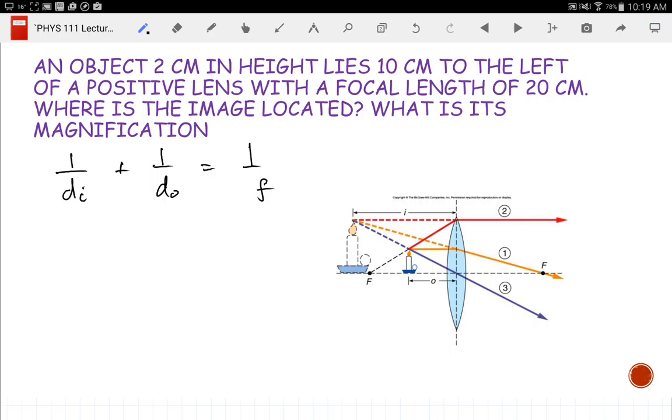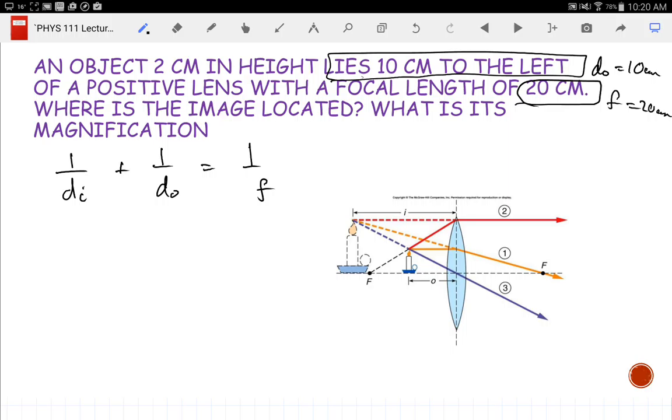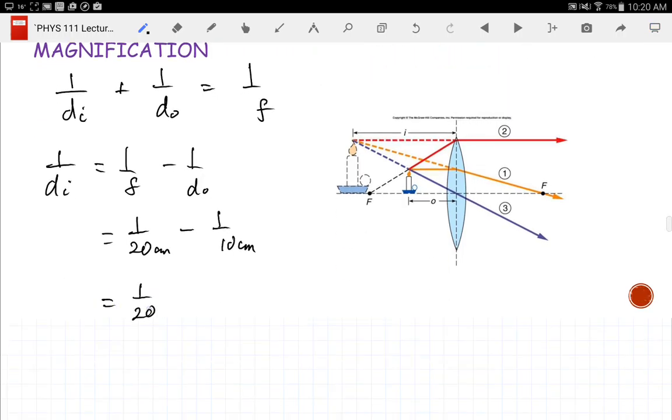There's our thin lens equation. I know that the object is 2 centimeters in height and lies 10 centimeters to the left. So that gives me my distance object. And the focal length is 20 centimeters, so that gives me my f. So I know two numbers. Let's just put them in. 1 over distance image is 1 over focal length minus 1 over distance object, just moving distance object to the other side. Putting in the numbers, 1 over 20 centimeters minus 1 over 10 centimeters. 1 over 10 is 2 over 20. 1 over 20 minus 2 over 20. What's 1 minus 2? It's a really, really tough one. It's minus 1 over 20 centimeters.